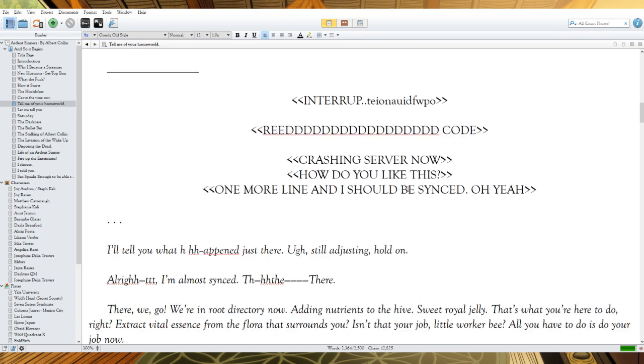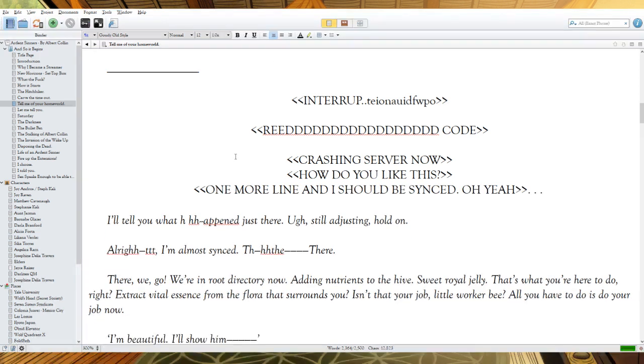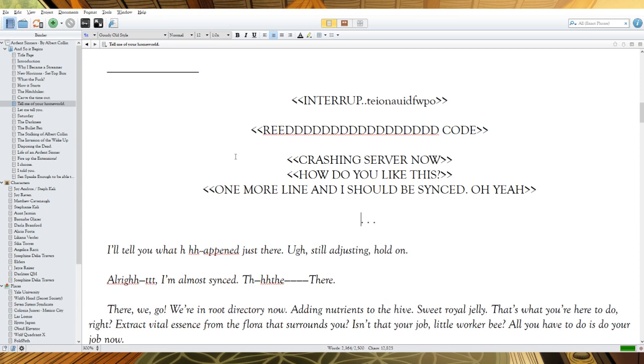And, all right, so there's an interruption. Okay, so look at this. We have some inner dialogue going on, inner monologue. And it says here, I'll tell you what happened just there, but these dots need to be moved over to the center before anything else. In fact, these are, whoops. Okay, that's good. I'll tell you what happened just there.